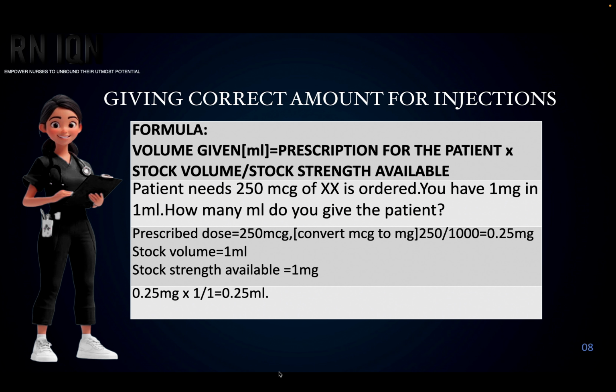Prescription for the patient: prescribed dose into stock volume divided by stock strength available, that is 0.25 milligram into 1 divided by 1, that gives 0.25 ml. So in this type of questions, always keep in mind that if the unit of the prescribed medication is different from the unit of the available stock, first you have to convert it to match the stock available. Okay?